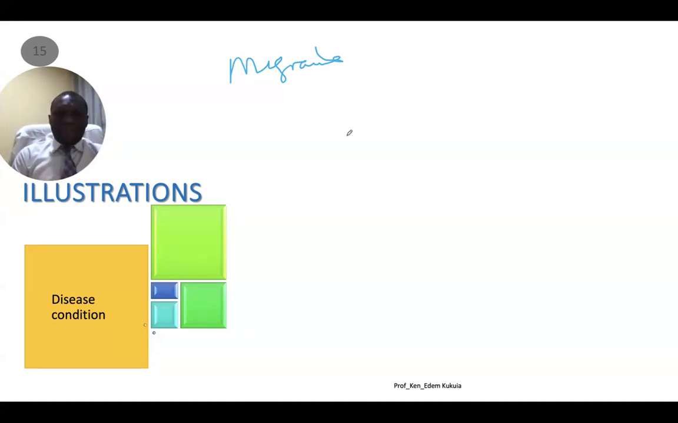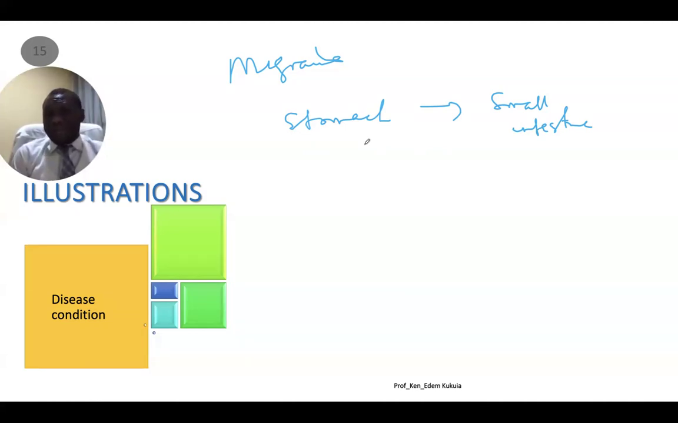Now, if there is a decreased gastric motility, it means that the movement of food from the stomach to the small intestine, where the majority of the drugs would be absorbed, would be slow. And since it will be slow, it means that the absorption would also be slow. So I may give the person a drug to treat the migraine, but absorption is so slow that the drug is not able to work as quickly as I want it, or the intensity of action may be a bit less than what we would want.